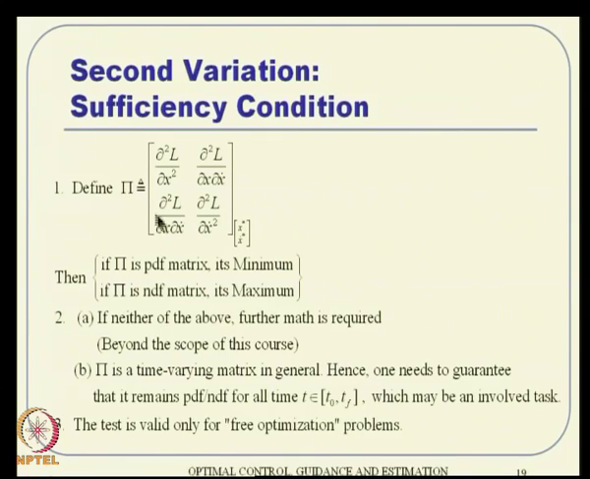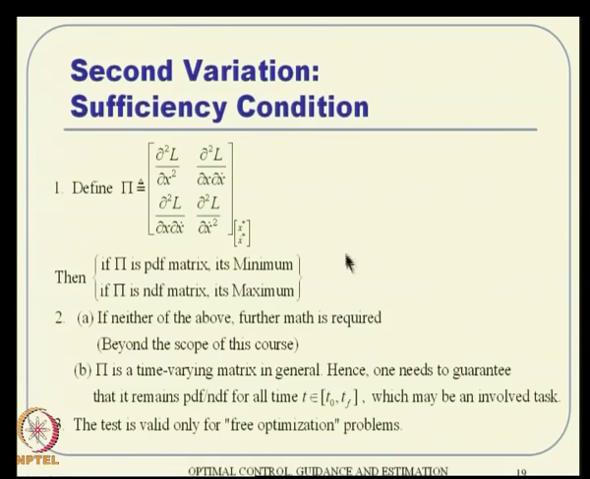Also remember, as a last comment, that this test that we are just talking about is valid only for a free optimization problem. The moment you bring in some sort of a state equation constraint or any other algebraic constraint, then if the constraint is active, obviously this condition does not hold. Okay.